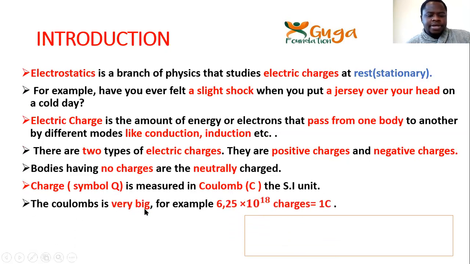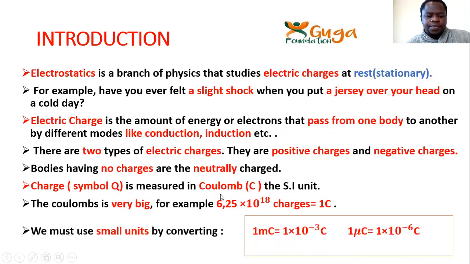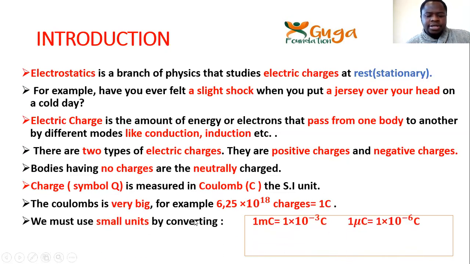The coulomb is very big. For example, 6,25 times 10 to the power 18 charges is equal to 1 coulomb. We must use small units by converting. For example, 1 mC is equal to 1 times 10 to the power negative 3 coulomb, and 1 microcoulomb is equal to 1 times 10 to the power negative 6 coulomb. And then 1 nanocoulomb is equal to 1 times 10 to the power negative 9 coulomb, and 1 picocoulomb is equal to 1 times 10 to the power negative 12 coulomb.